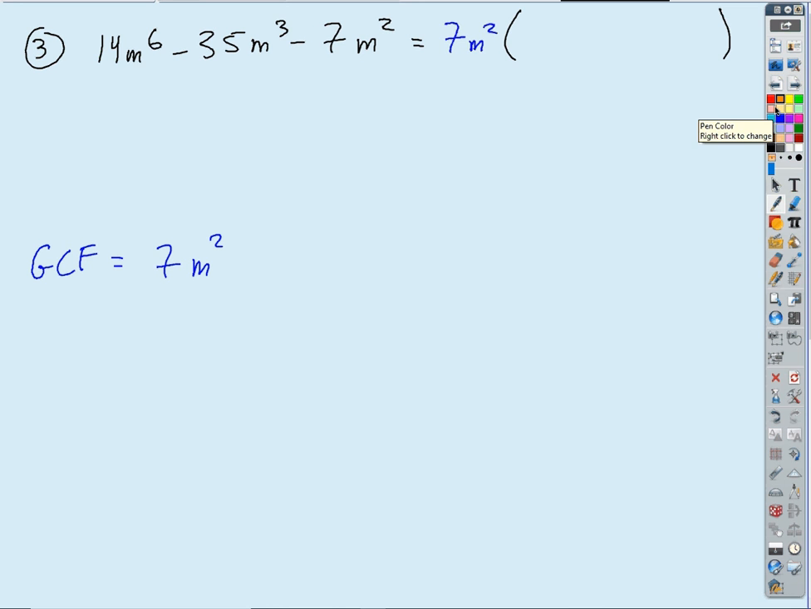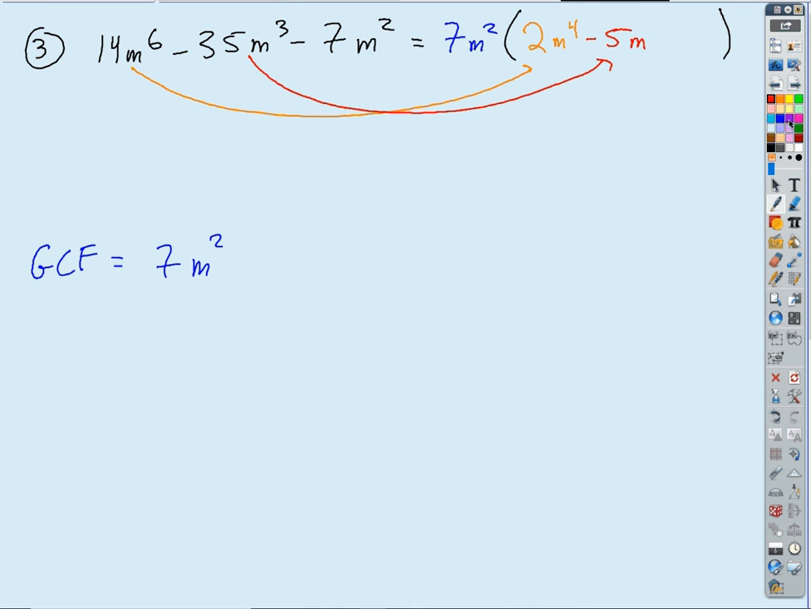Okay, so if I divide the first one by 7m squared, the first term, 14 over 7 is 2. M to the 6th divided by m squared is m to the 4th. So there's the first leftover. How about the next one? Negative 35 divided by 7 is negative 5. And then m cubed divided by m squared is m. Good.